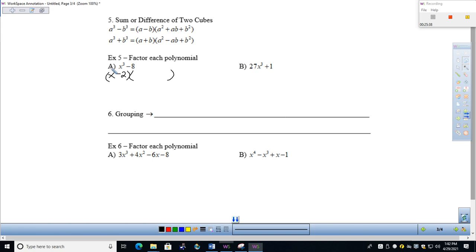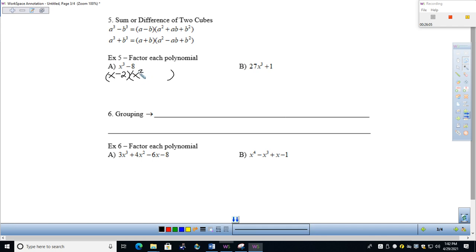Awesome. Now I'm going to show you how to do the prime quadratic here. Prime quadratic has three parts. 1, 2, 3. And here's what I think of. X times something has to give us x cubed. That something is what goes right here. X times x squared is what would give me x cubed. So I know this has to be x squared right here.